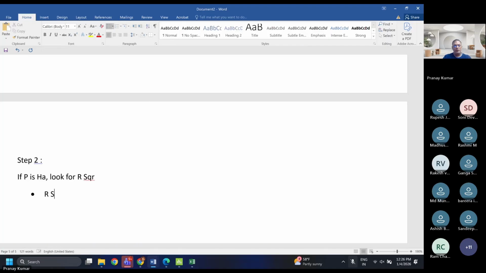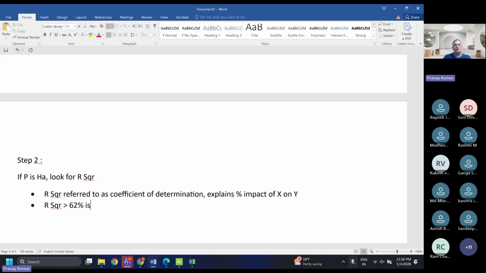R square, referred to as coefficient of determination, explains the percentage impact of X on Y. R square greater than 62% is considered significant.